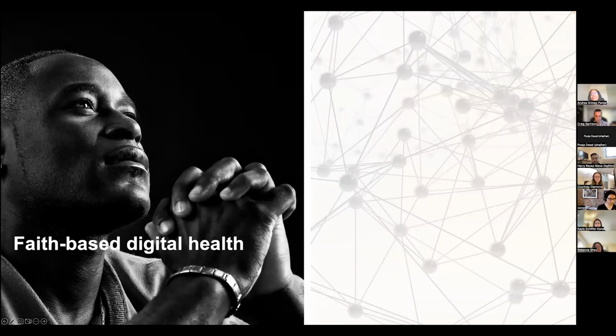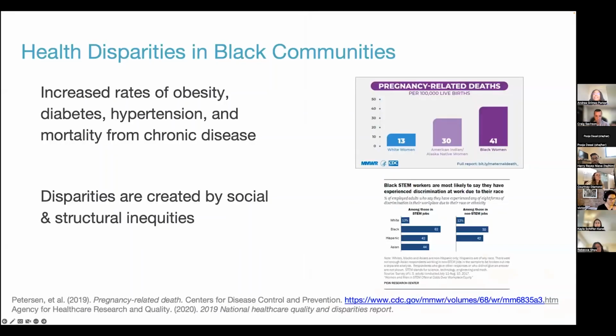So first, my collaborators and I are investigating how mobile health platforms can address health disparities in Black communities through a faith-based approach. So as I previously discussed, Black populations experience multiple health disparities, such as increased rates of obesity, diabetes, hypertension, and maternal mortality. These disparities are created by social and structural inequities, such as racism and discrimination that create higher exposure to health threats and reduced access to health resources in Black populations.